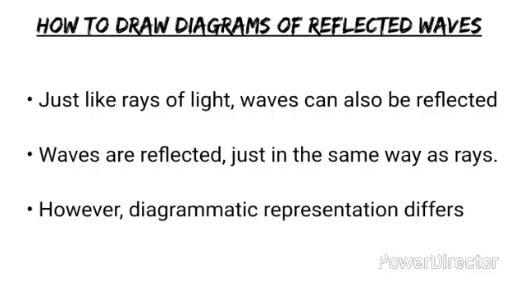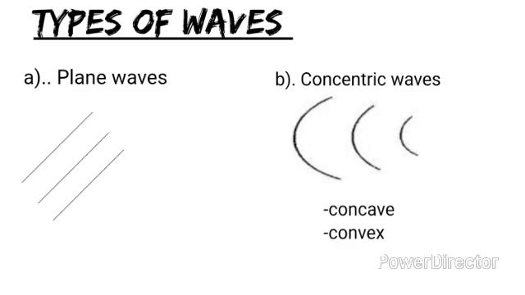Our focus today is on the tips of drawing diagrams of reflected waves. Just like rays, waves are reflected more or less the same way, only that the diagrammatic representation is what changes. I want us to know that there are two types of waves. We have the plane waves that are represented by straight lines, and we have concentric waves that are represented by curves. They can either be convex or concave shaped.